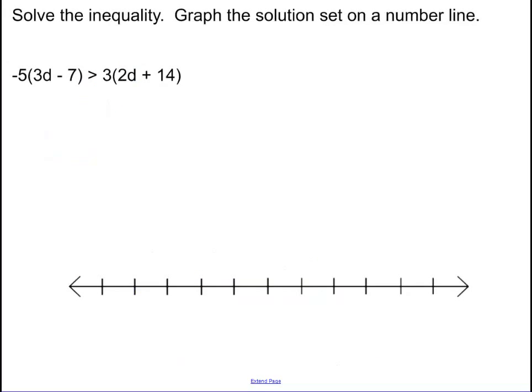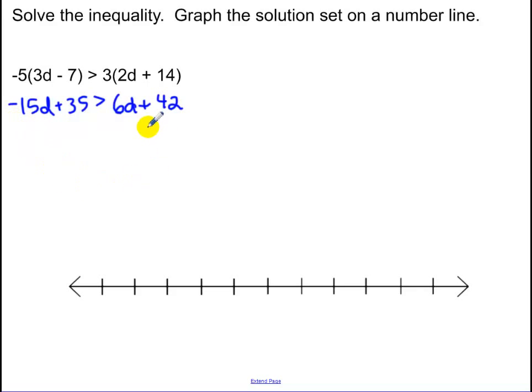Okay, our next example. Let's distribute the negative through, so we have negative 15d plus 35 greater than 6d plus 42.